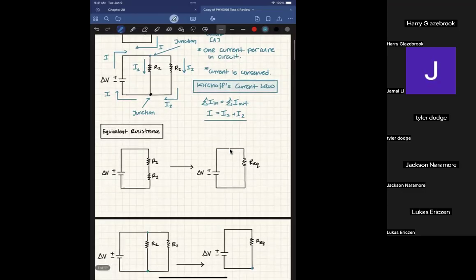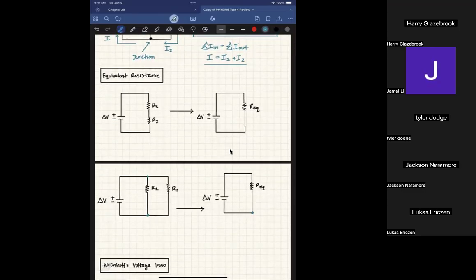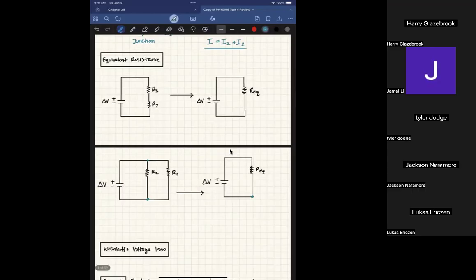Before I go more into Kirchhoff's loop rules, I will just touch on equivalent resistance. You'll use equivalent resistance usually in situations where you have a really simple circuit. If I have a circuit like this, with just two resistors in series, then it's really easy to turn those into an equivalent resistance. R equivalent just equals R1 plus R2, and that's for resistors in series.